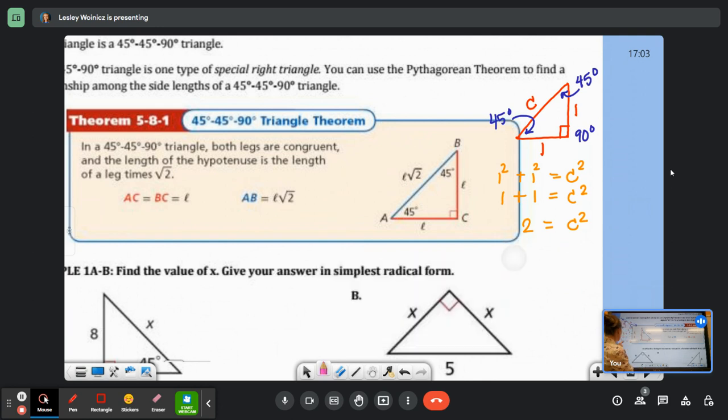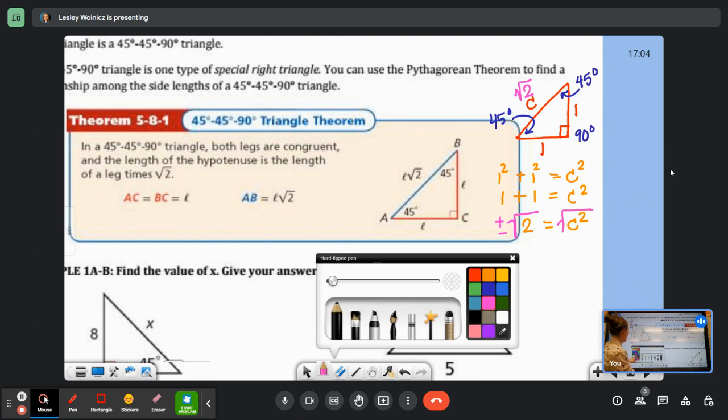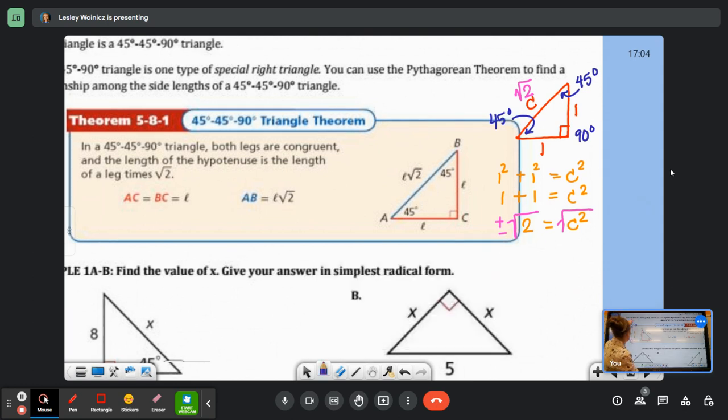And then I have to take the square root, plus or minus, but I only want the positive one. 2 is not a perfect square, nor does it have any perfect square factors other than 1. So the square root of 2 is in its simplest form. So this C is square root of 2, and if you want, you can write a little 1 in front of it. So what we're saying is that if this side is 1 and this side is 1, then its hypotenuse has to be 1 square root of 2.